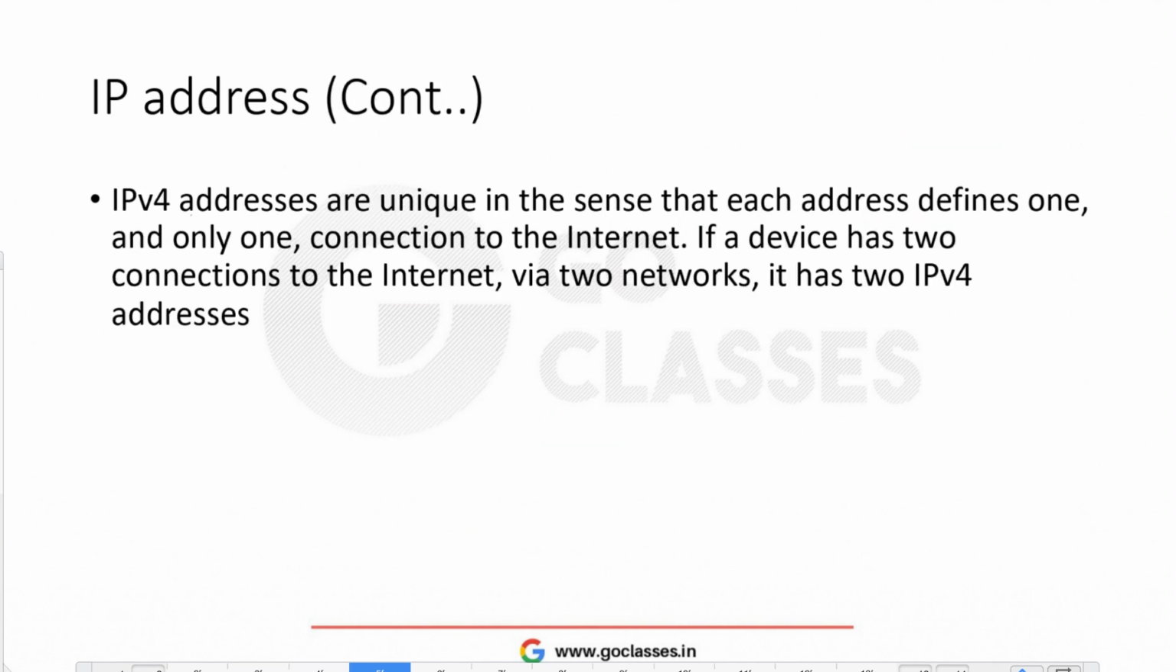Now, IPv4 addresses or IPv6 addresses, in general IP addresses are unique in the sense that each address defines one and only one connection to the internet. Which means if you want to uniquely identify your host or any device connected to the internet, whether a router, host, or anything else, then you can just give an IP address to it. In fact, it has to have an IP address once it gets connected to the internet. So if a device has two connections to the internet via two networks, it has two IPv4 addresses. I hope that is clear to everyone.